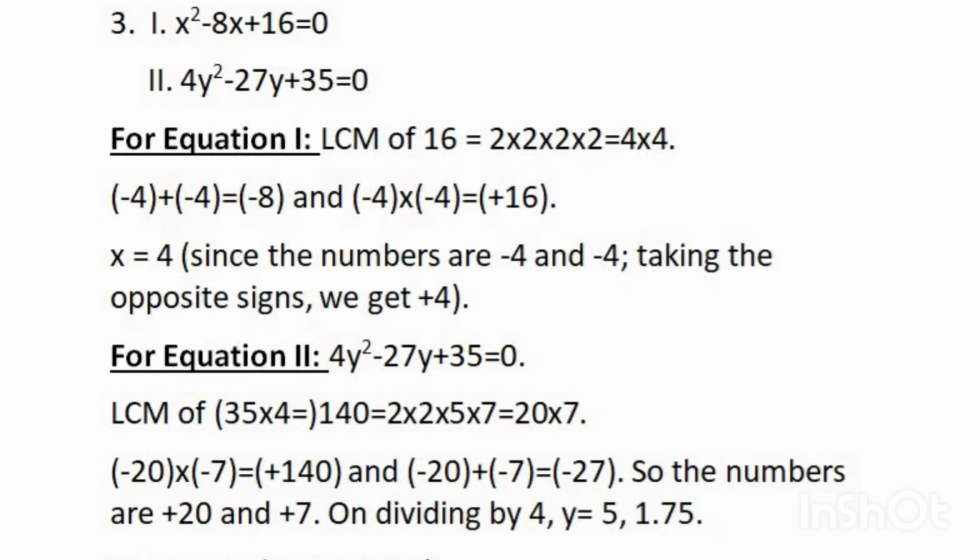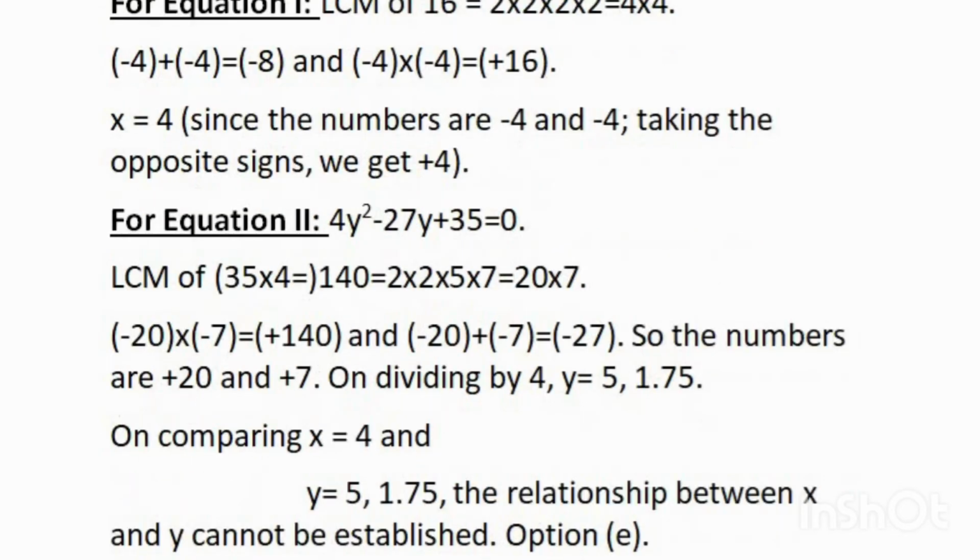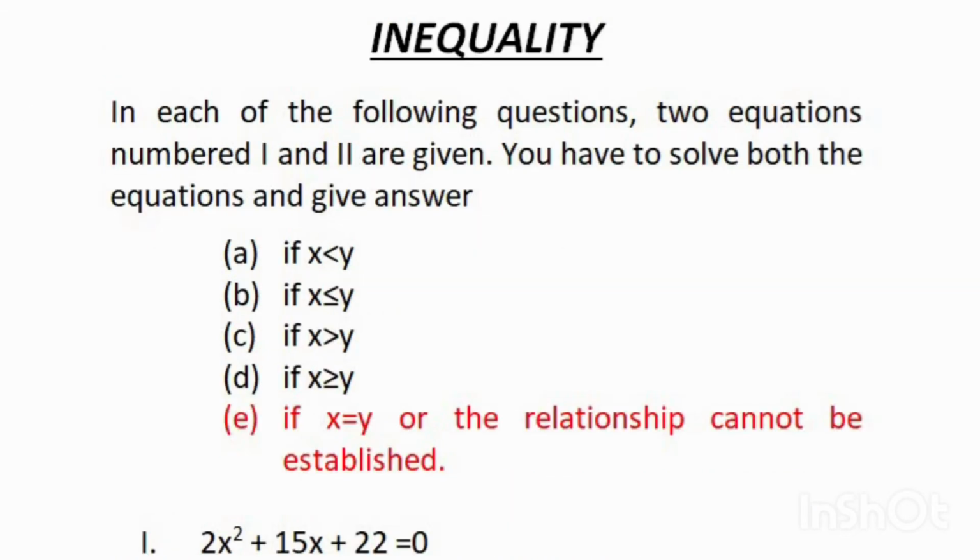Now what we have to do? We have to compare x and y values, right? So comparing x and y values, what you will find: x is equal to 4, y is equal to 5 and 1.75. 4 and 5, 5 is greater. Here y is greater, but when comparing 4 and 1.75, 4 is greater, that is x is greater. That is, in one case y is greater, and in the other case x is greater. That means the relationship between x and y cannot be established. So option E is the answer.